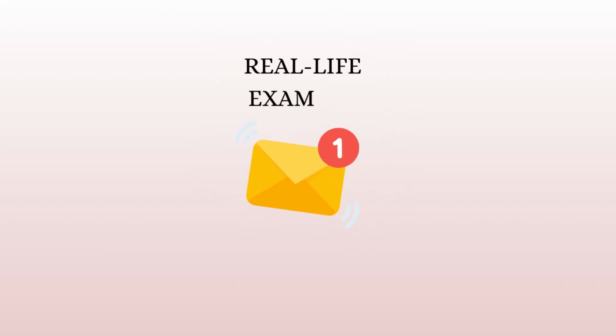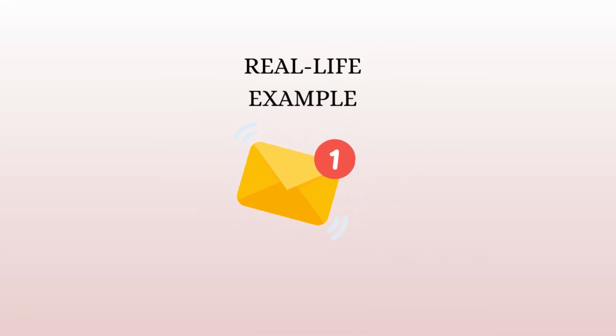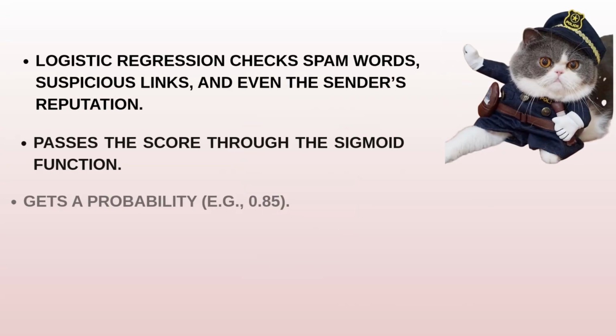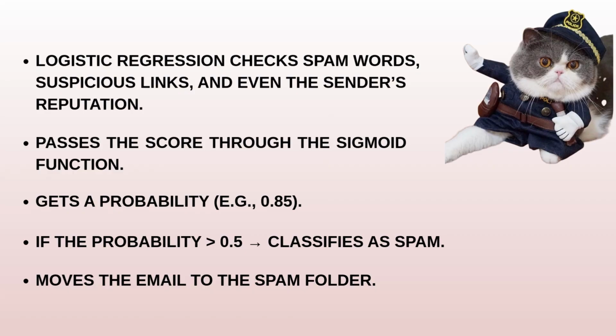To understand better, let's see this in action with a real-life example. Let us say you just got an email. Logistic regression checks how many spam words it has, whether it has suspicious links, and even the sender's reputation. It combines all of this information into a score, passes it through the sigmoid function, and gets, let us say, 0.85. Since 0.85 is greater than 0.5, it confidently says, yes, this is spam, and sends it to the spam folder.